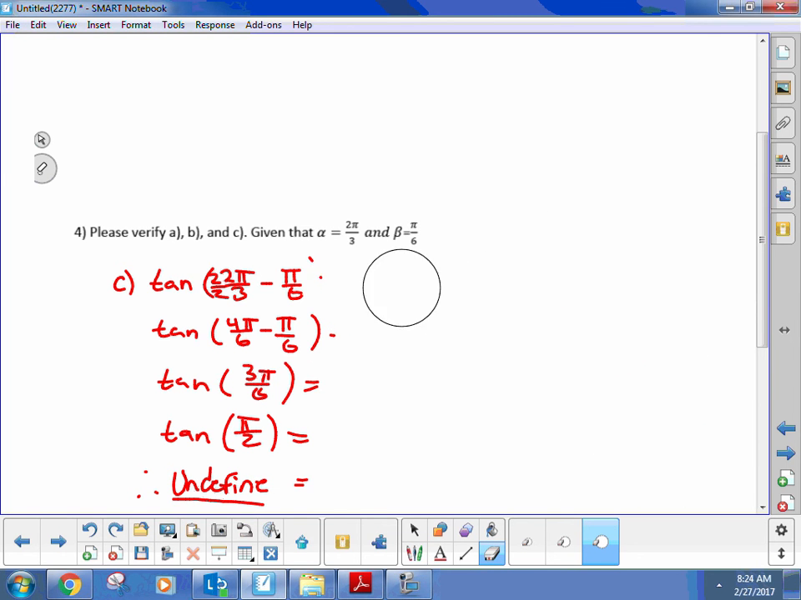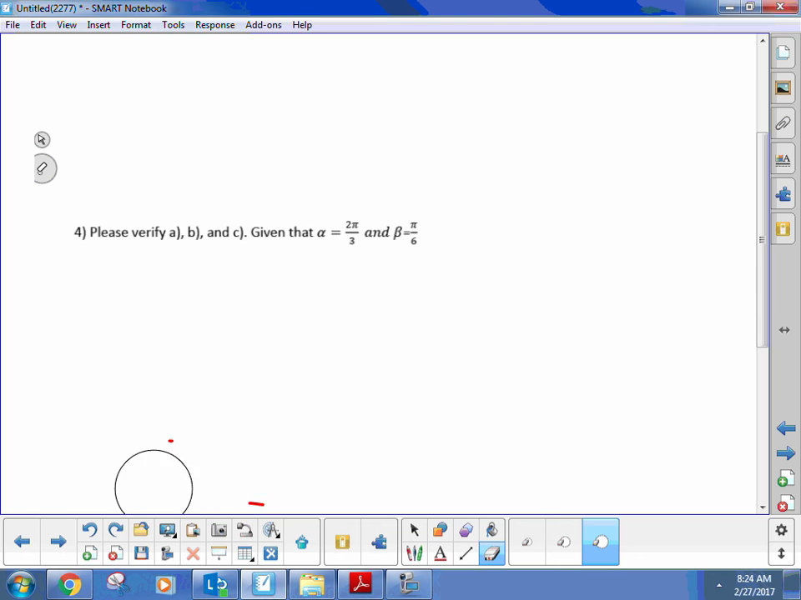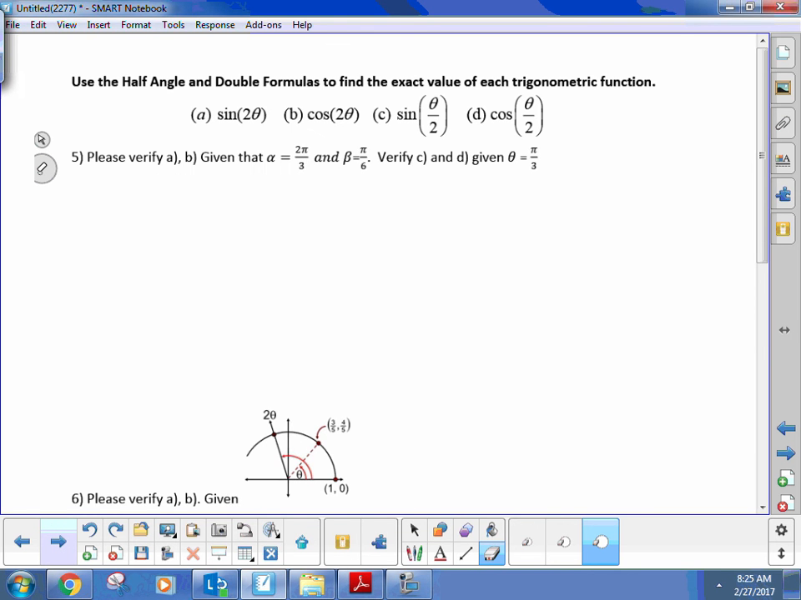Now let's move forward with question number 5 and start solving that one. Now this one wants us to verify double angles for cosine, sine, and then half angles. So let's go ahead and start with this one. We'll do the double angle formula, and like sine. This is how you do the verification.